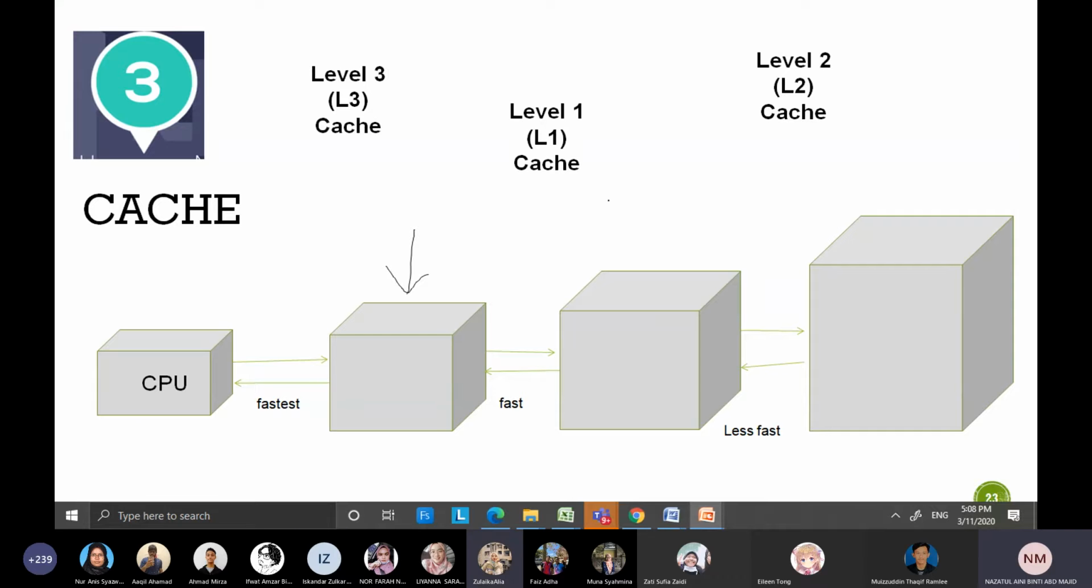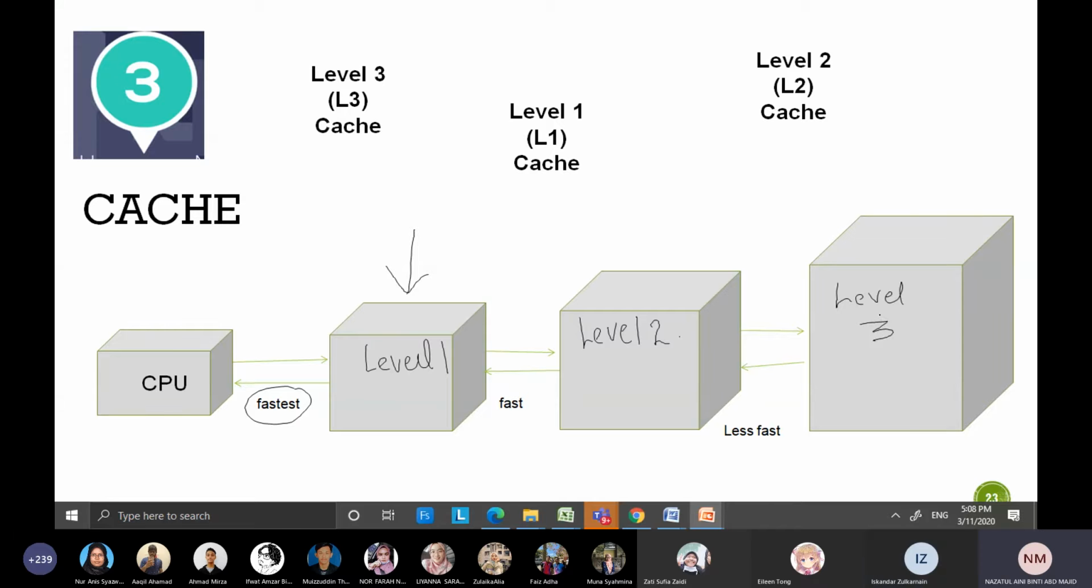What do you think will be the first block here? Level 1. Why level 1? Smallest and nearest. Okay, so this is level 1. It has the fastest connection with the CPU, and also the smallest. The second one is level? Level 2. Level 2 is in the middle, and the last one definitely level 3.